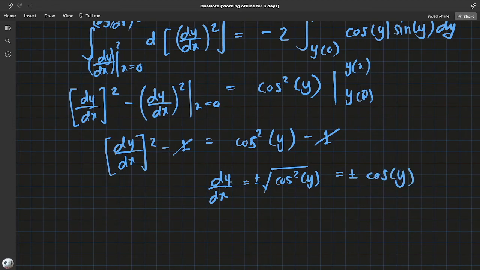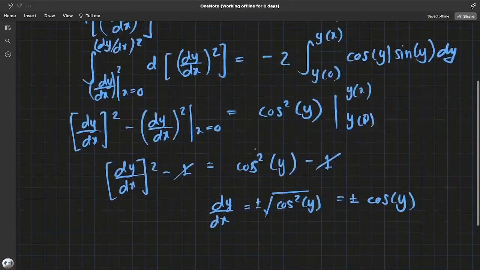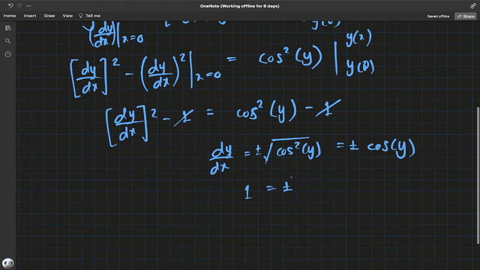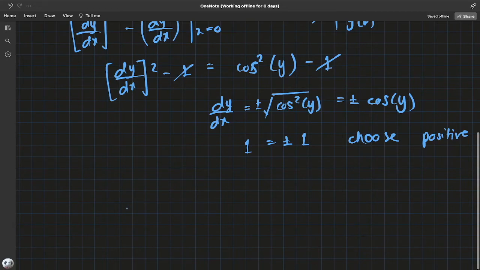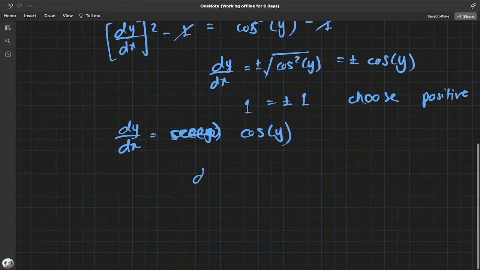We can now check with the boundary conditions which branch to take. So if you take x equals 0, dy over dx is going to be 1. And y of 0 is 0, so cosine 0 is 1, which means we need to choose positive just to satisfy this. See, these steps are really important. People forget them and people mess up big time. So we have dy over dx is cosine of y. Sorry, I'm just making mistakes. This is variable separable now.